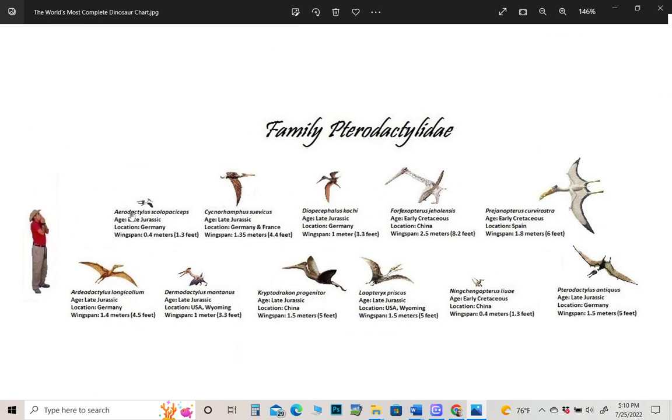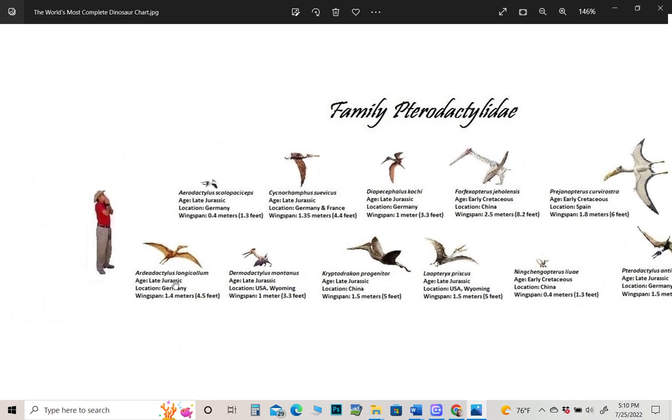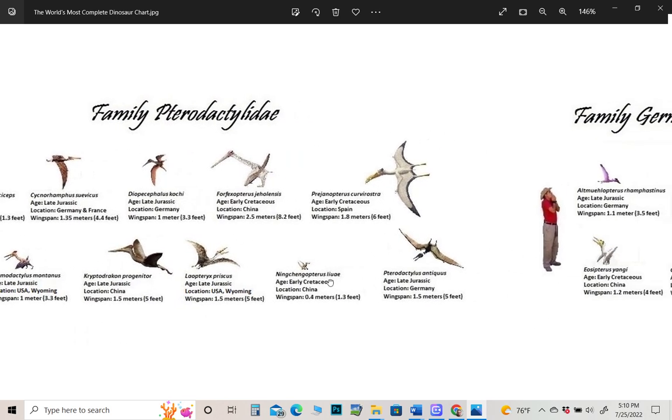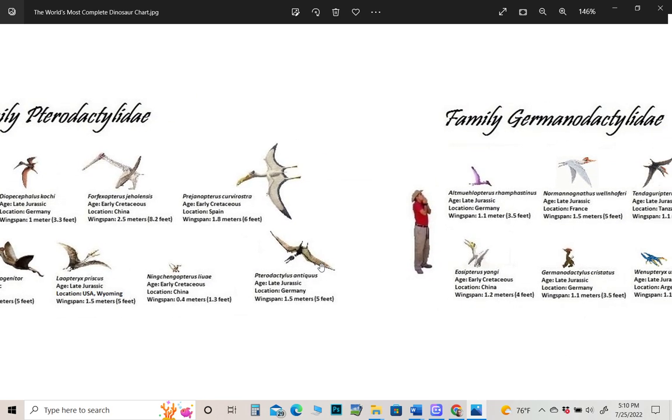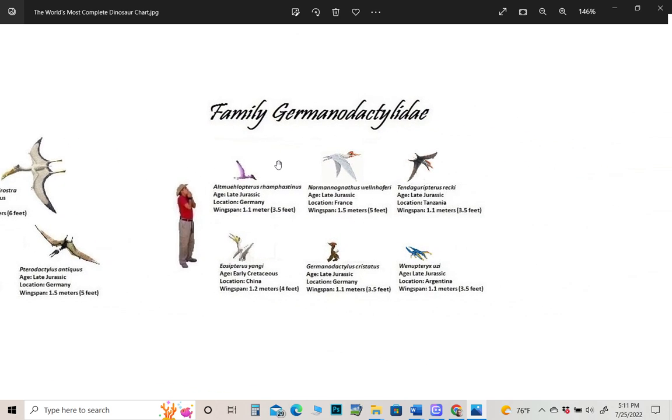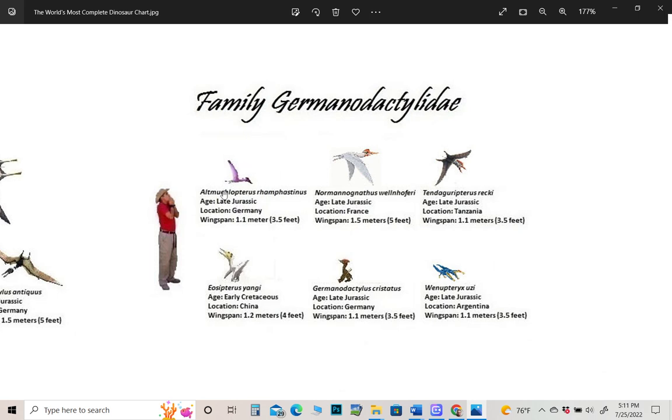And the pterodactylids. Aerodactylus, Cycnorhamphus, Diopecephalus, Forfexopterus, Bergamodactylus, Altmuehlopterus, Cryptodraco, Lonchognathosaurus, Ningchengopterus, Pterodactylus, which is the first pterosaur ever discovered, which is why pterosaurs are sometimes dubbed pterodactyls. And Germanodactylus, and dactylids, we have Ultimopterus, Normannognathus, Tendaguripterus, Eosipterus, Germanodactylus, and Wenupteryx.